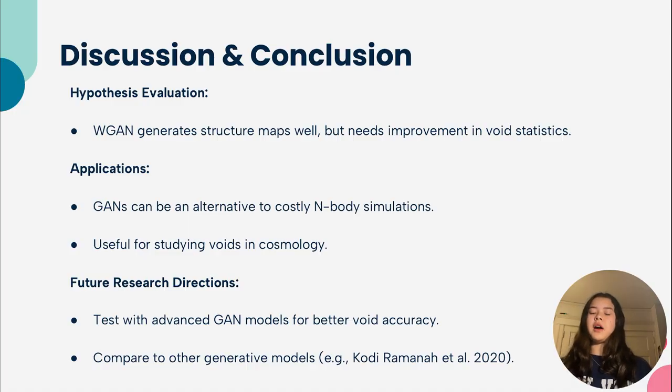So for applying this to future areas of research and to the real world, GANs can be an alternative to costly n-body simulations because they're much cheaper to run, and they're useful for studying voids in cosmology. For future research, they can test with advanced GAN models for better void accuracy. They can compare them to other generative models, like this other author did in 2020 with super resolution emulator of cosmological simulations using deep physical models.